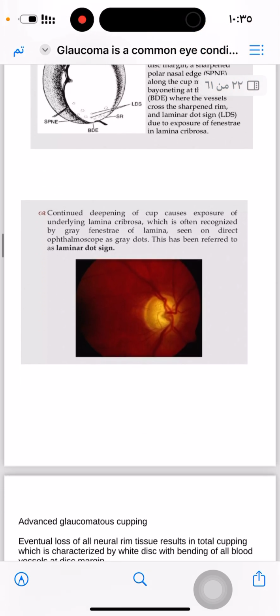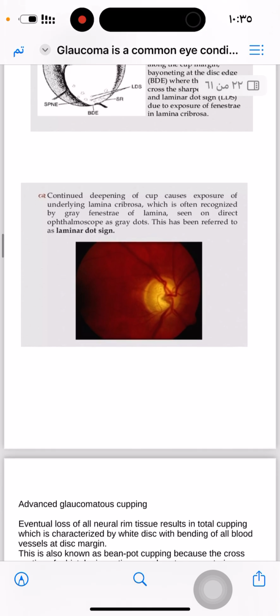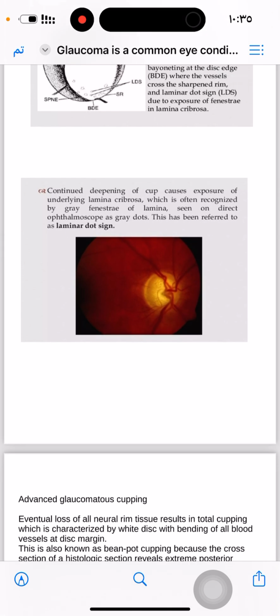Continued deepening of the cup causes exposure of the lamina cribrosa, which is recognized by the laminar dot sign. Okay, the laminar dot sign is a deepening in the cup due to exposure of the lamina cribrosa.